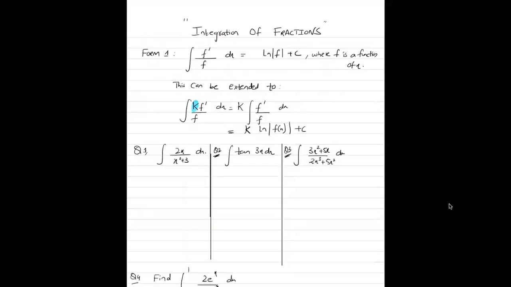Now, integration of 2x upon x squared plus 3. What is the differentiation of x squared plus 3? 2x. Is the differentiation of the denominator function present in the numerator? Yeah. So this integration expression conforms to this form 1, and the integration is going to be ln of the denominator, which is ln of x squared plus 3, plus c. Make sense? Yes. Okay. Try to do the next one.